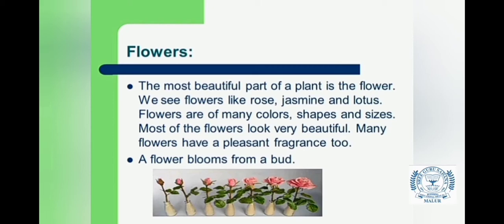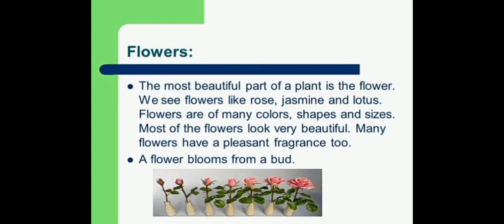So let us see flowers here. The most beautiful part of a plant is the flower. We see flowers like rose, jasmine and lotus. Flowers are of many colors, shapes and sizes. Most of the flowers look very beautiful. Many flowers have a pleasant fragrance too. A flower blooms from a bud. So yes, the flowers are very beautiful and they have fragrance. Fragrance means good smell, right? So they bloom from the bud.